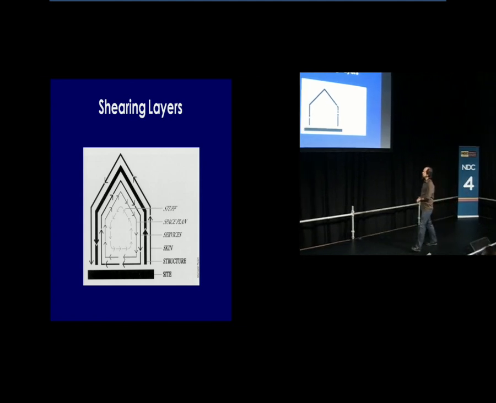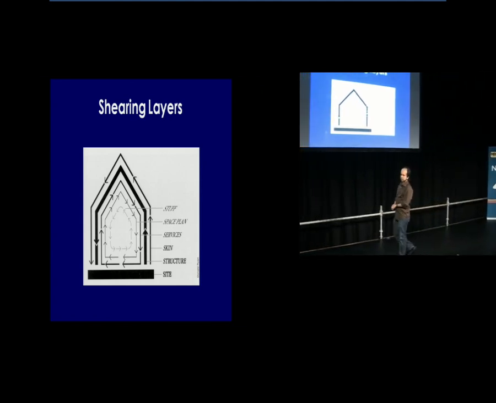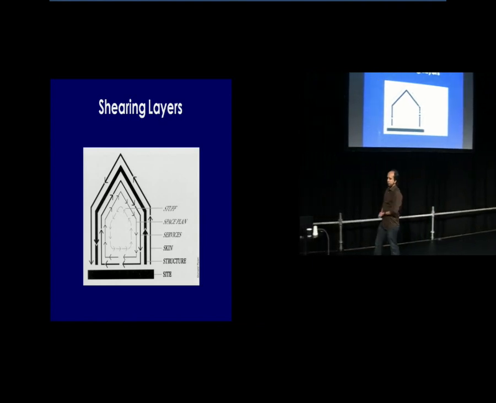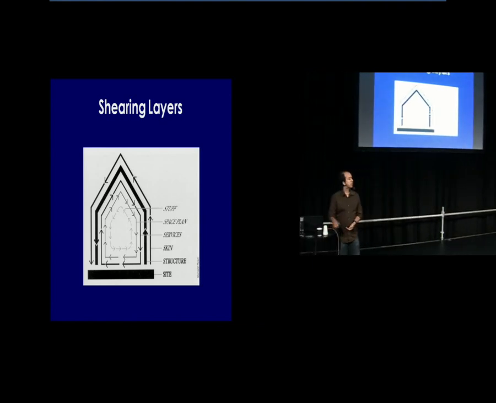The most stable thing is the site. Upon that, you then place the structure, which is the next most stable thing. So where a building is likely to be more stable than the actual load-bearing structure. Then you have the skin, the facade of a building. That's more likely to change than, say, the actual load-bearing structure. Then the services.